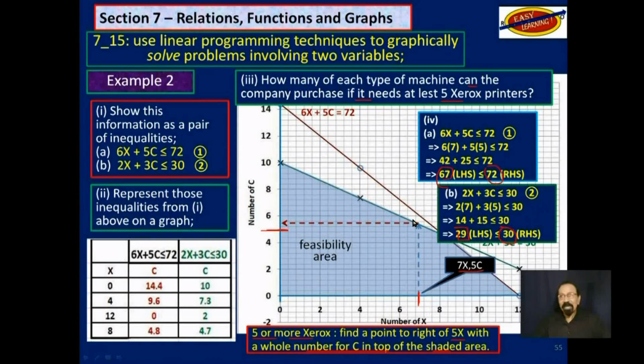It didn't say exactly 5 Xerox. It says at least 5. And we got an answer for 5. And now we have an answer for 7 Xerox. We could get 5 Canon printers as well.